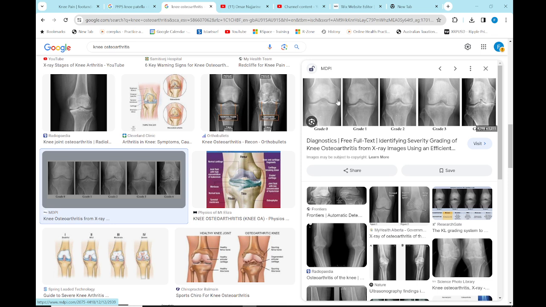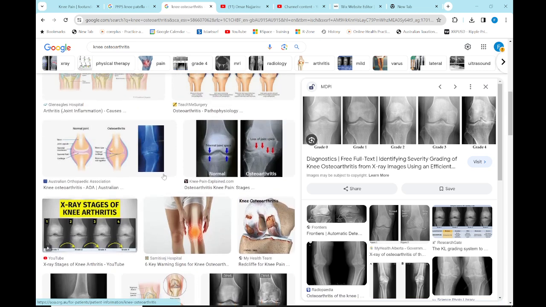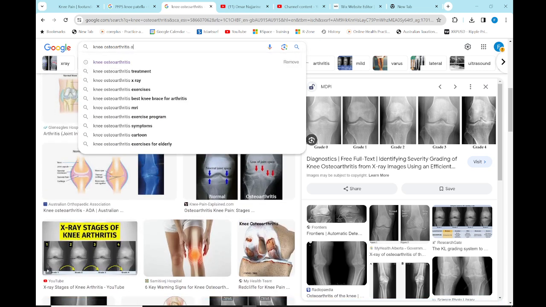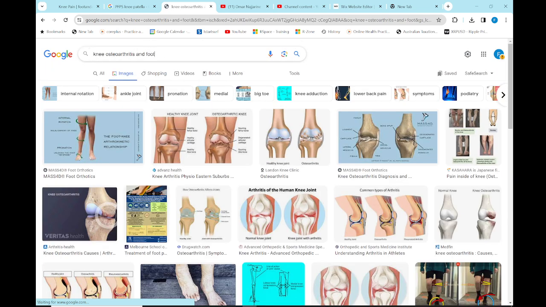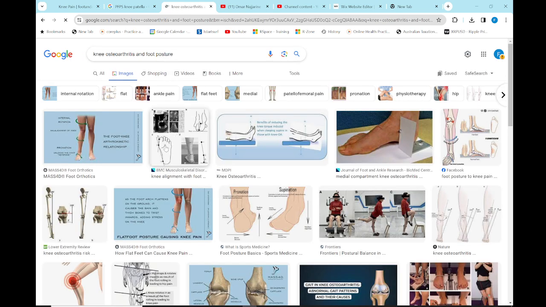But you can see with this patient here that the narrowing is on the inside. So here we still see a gap, right? The joint narrowing is on the inside. Now, if we look at the foot position, with foot posture, so we'll just type in foot posture so we can get a little bit more information.